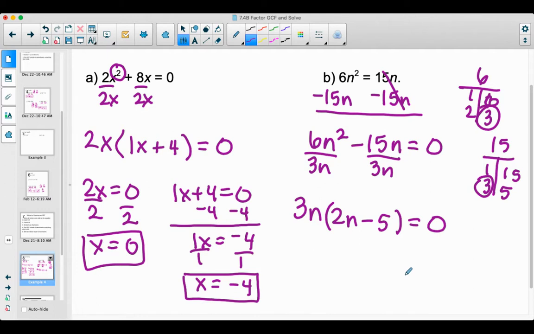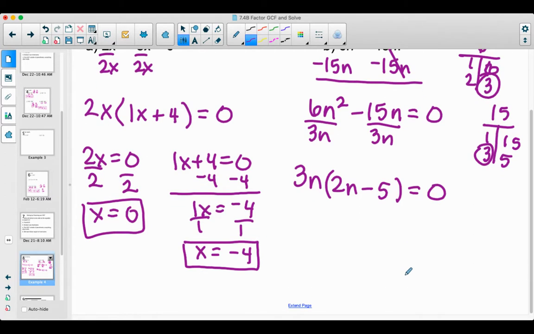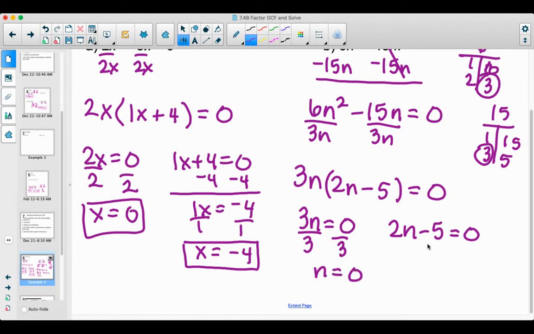So now that it's set equal to 0, we're going to move to that last step, and that is to set each part equal to 0 and solve each of them. So my first part is 3n, so I have 3n equals 0. My second part is 2n minus 5, and so we set that equal to 0. And then I have to divide by 3 on both sides. So n is 0, because 0 divided by anything is still 0. And then here I add 5 to both sides. So I have 2n equals 5. And then I have to divide both sides by 2. And you can either leave it as a fraction or not, but n is going to be 5 over 2, or you can say it is 2.5.